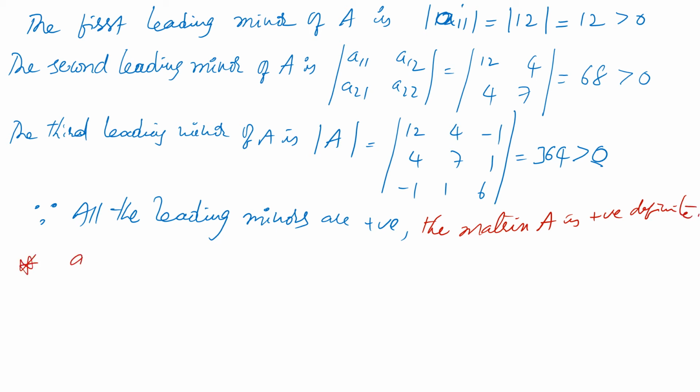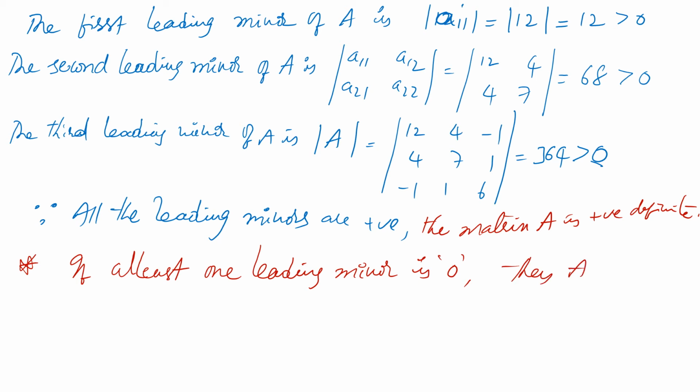Note: if at least one leading minor is 0, then A is called positive semi-definite. This is another definition. And next one, I will tell one more definition: Property A.